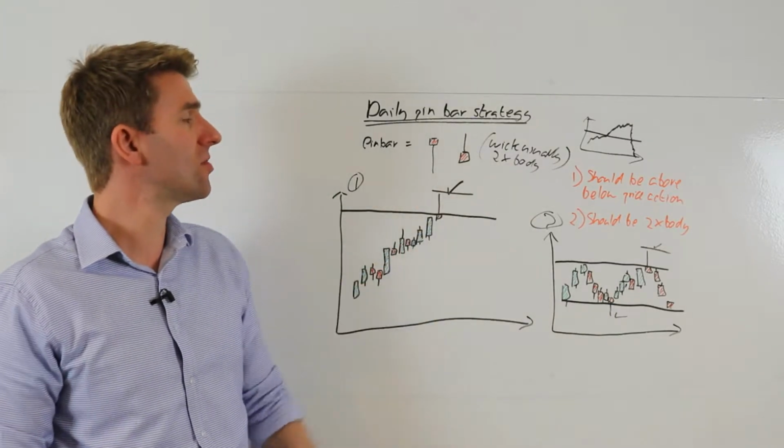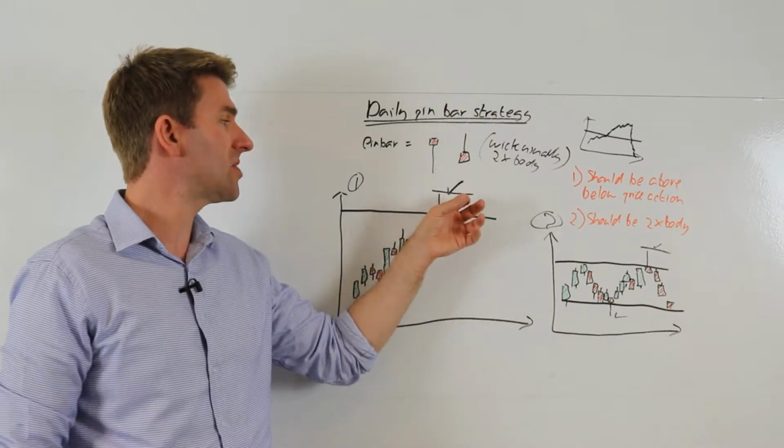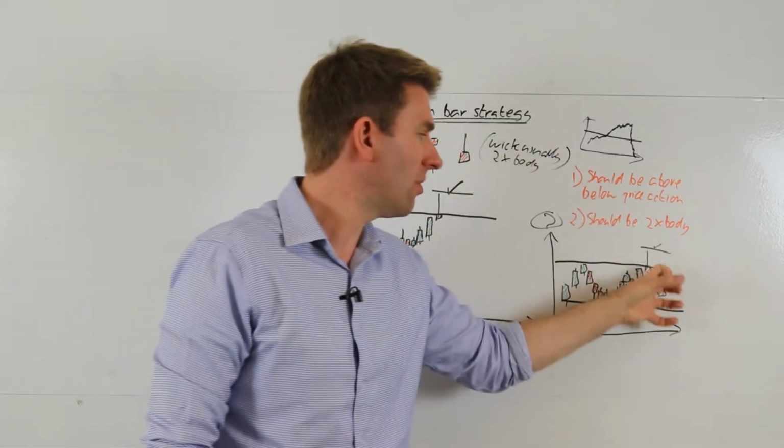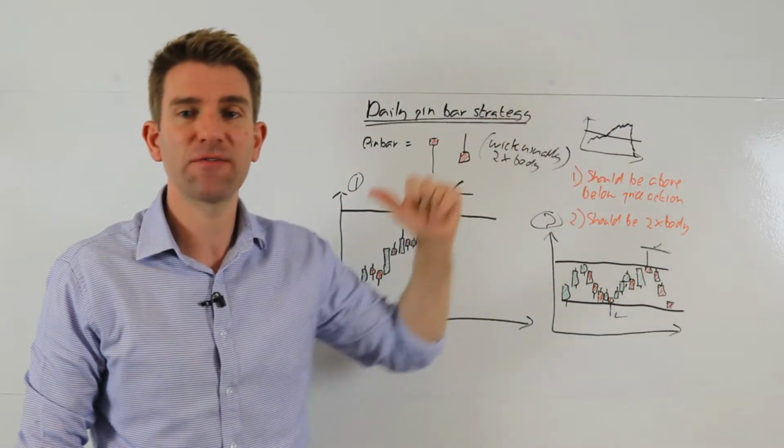So keep an eye out for those guys in your favorite markets. Have a look for the wick or tail to be twice the size of the body. And the most important thing is that it's poking its head into fresh territory.